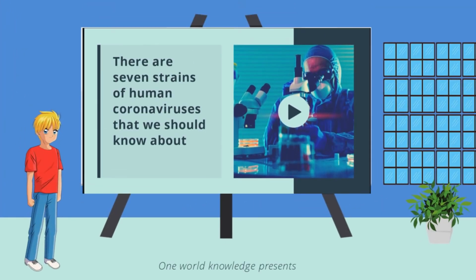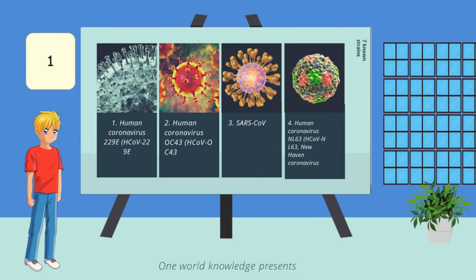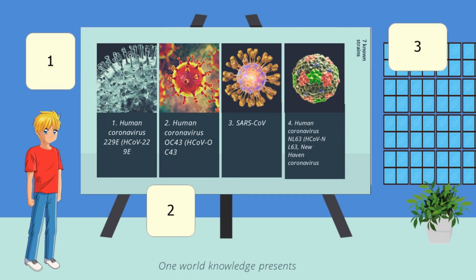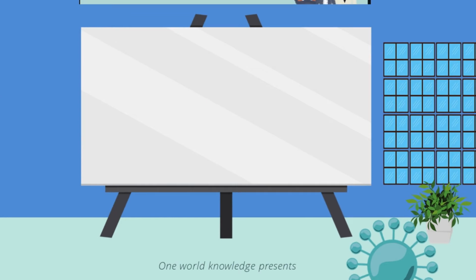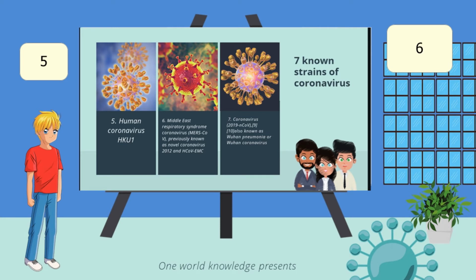There are now 7 strains of human coronaviruses that we should know about. Number 1 is human coronavirus 229E. Number 2 is human coronavirus OC43. Number 3 is SARS. Number 4 is human coronavirus NL63, New Haven coronavirus. Number 5 is human coronavirus HKU1. Number 6 is Middle East Respiratory Syndrome coronavirus, MERS, previously known as novel coronavirus 2012. Number 7 is coronavirus 2019, also known as Wuhan pneumonia or Wuhan coronavirus.